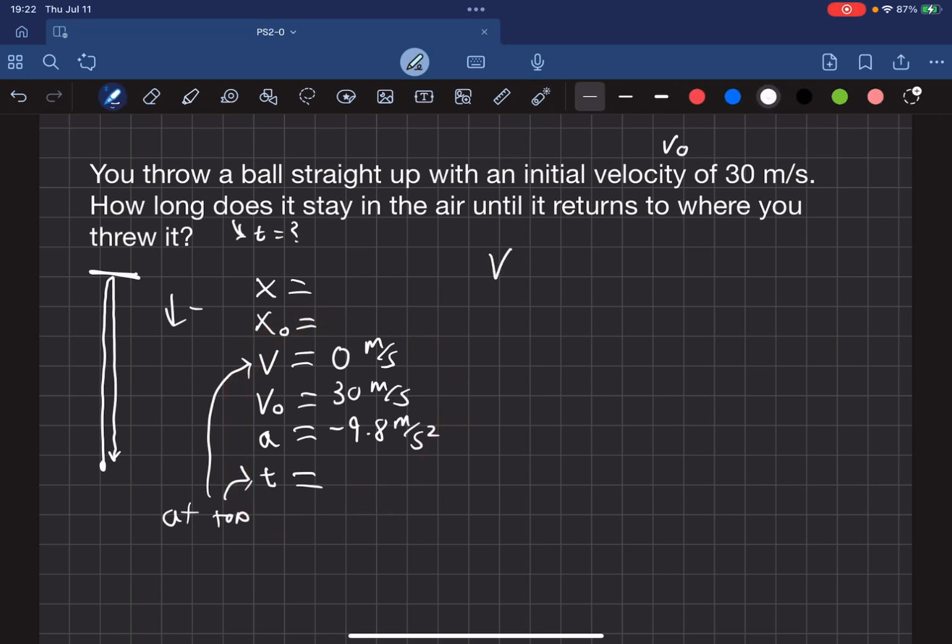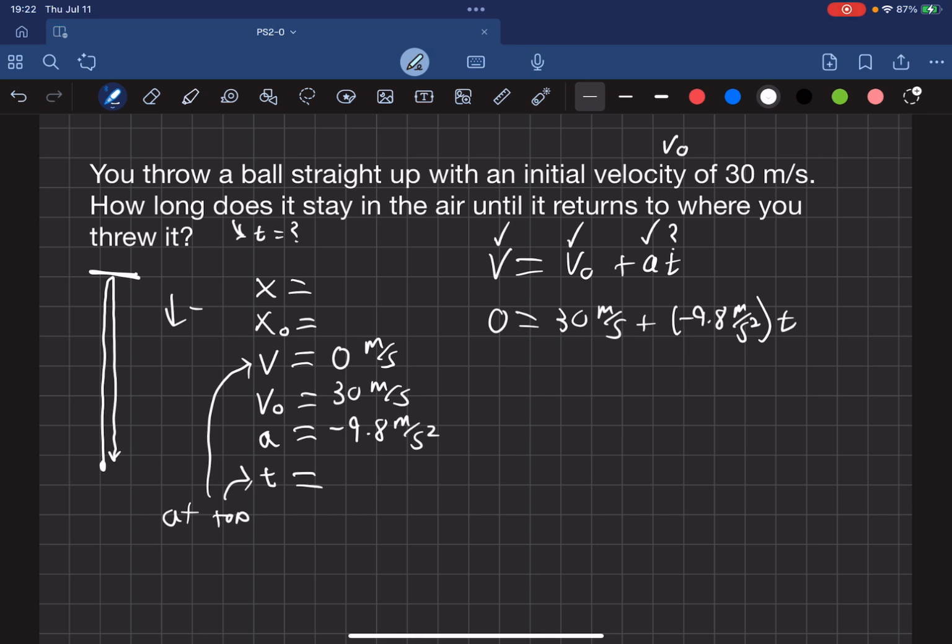The physics equation we're going to be using is velocity is equal to initial velocity plus acceleration times time. We are looking for time. We have acceleration, we have initial velocity, and we have a final velocity. So let's rearrange this equation and solve. Now we notice that the final velocity is 0. So 0 is equal to 30 meters per second plus the acceleration, which is negative 9.8 meters per second squared times time.